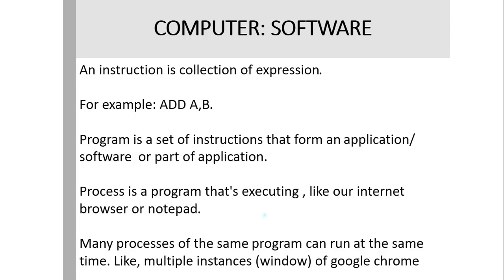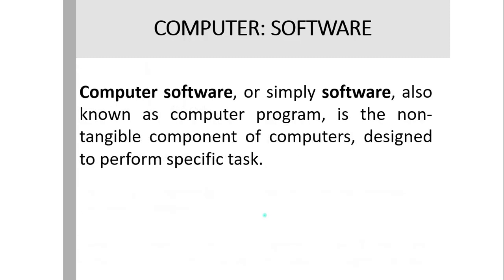So process is a program that is executing, or we can say a process is a program under execution, like our internet browser or notepad, right? So program is a passive entity and process is an active entity of program, right? Many processes of the same program can run at the same time, like multiple instances or windows of Google Chrome can be opened.